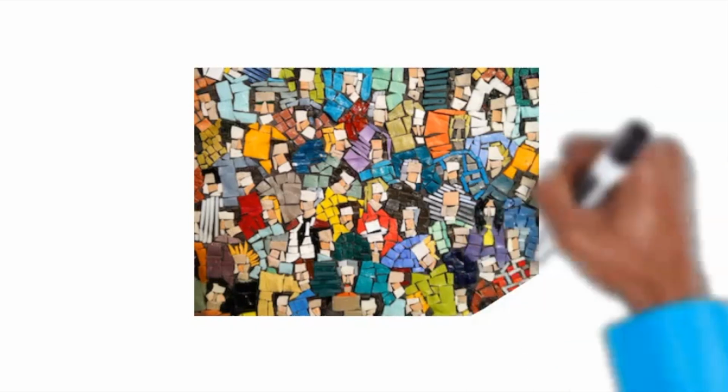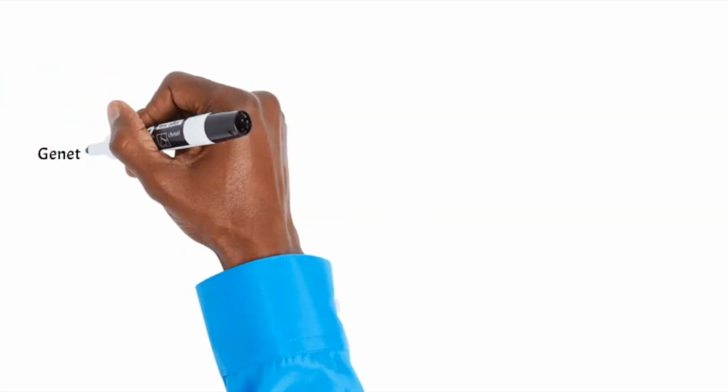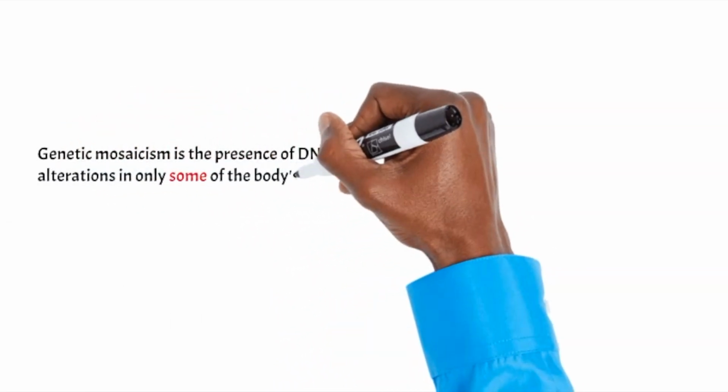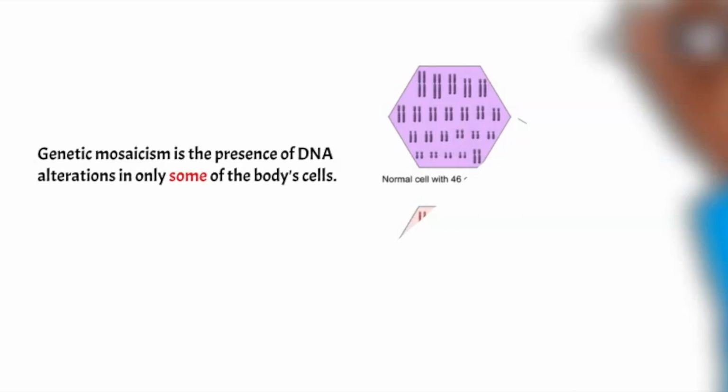You can think of this kind of like an art painting, where a mosaic painting has different parts of the art that are all different pieces, but then they come together to create that art. In medicine, genetic mosaicism is the presence of DNA alteration in only some of the body cells. So each cell is different and they all come together to create the entire human being. But each cell is different, and that's why we call it genetic mosaicism.